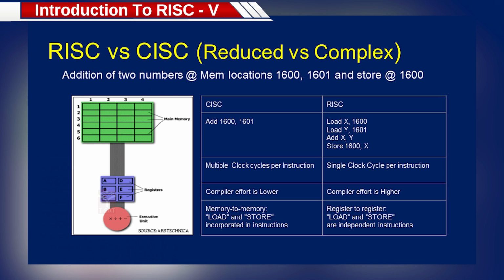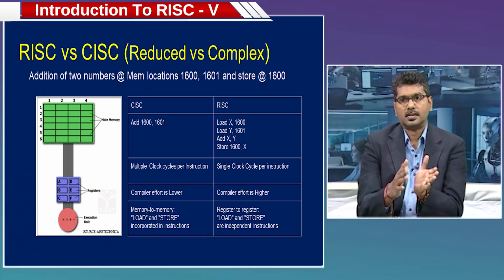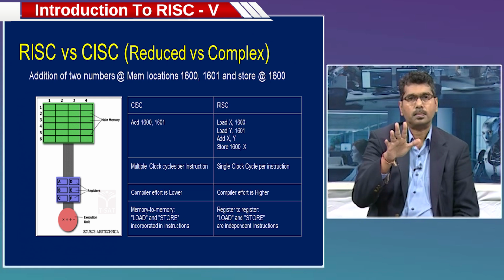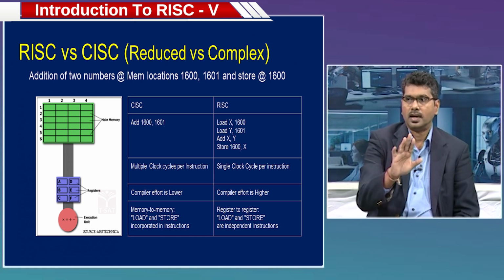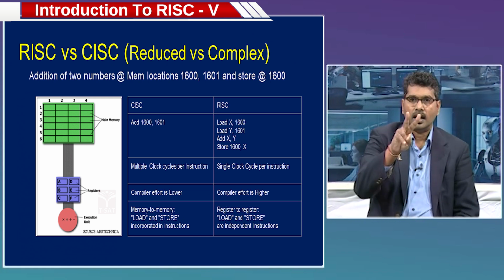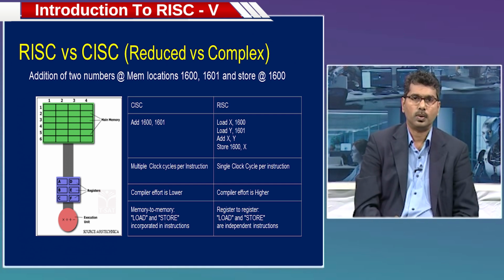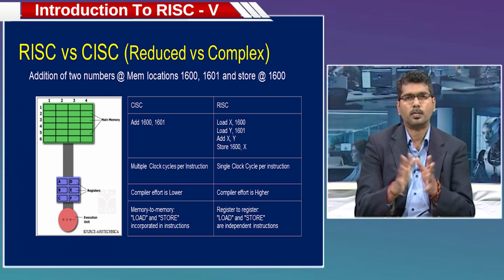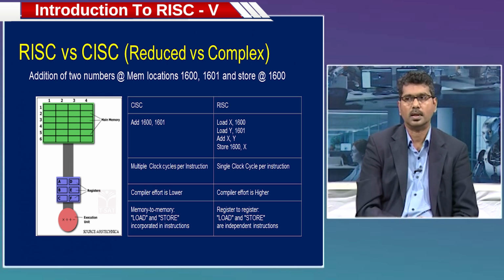Now with that, what's the difference between RISC and CISC? We'll take this example where you have two memory locations, I'm calling them 1600 and 1601. From those two memory locations, you want to fetch two numbers, add them, and put the result back into 1600. So this is the operation you want to do, basically addition of two numbers.